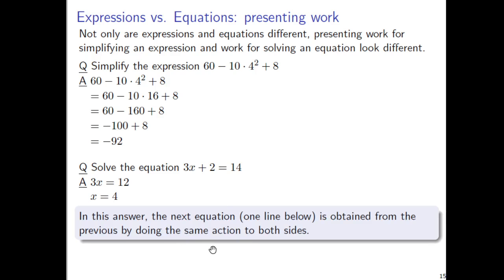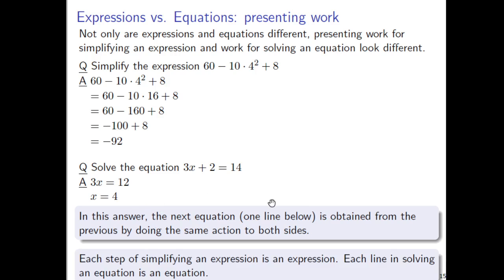So in this answer, what happened is that each time the next equation, which is one line below, is obtained from the previous by doing the same action to both sides. And each step of simplifying an expression is an expression. So take a look here. You have 60 and so on plus 8. Okay, that is an expression. And then after an equal sign, what you have here is an expression. And then after an equal sign, what you have next is an expression. So each time an expression turns into an equal expression, which turns into an equal expression.